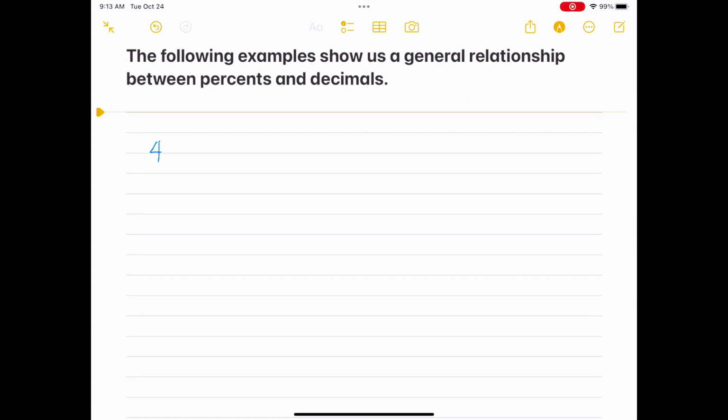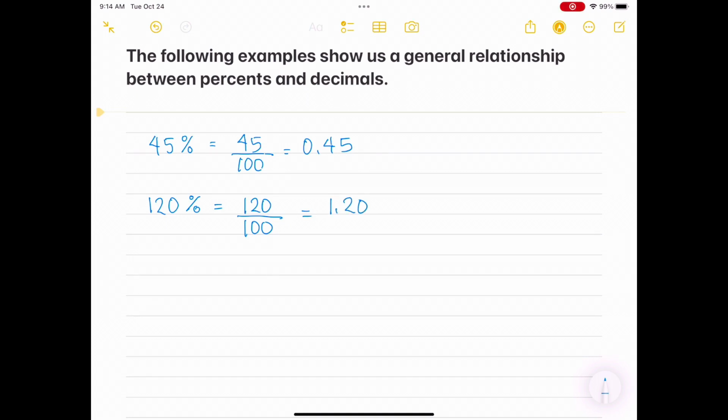The following examples show us a general relationship between percents and decimals. 45% equals 45 hundredths, either written as a fraction, 45 over 100, or as a decimal, 0.45. 120% equals 120 hundredths, or 1 and 2 tenths, or 1.20. 25.4% equals 25.4 hundredths, or 254 thousandths, written as 0.254.